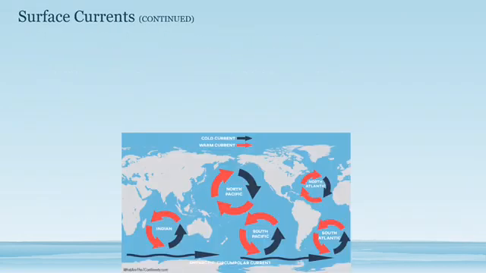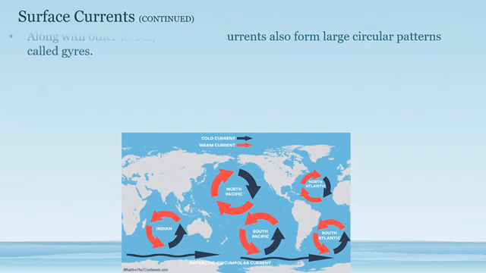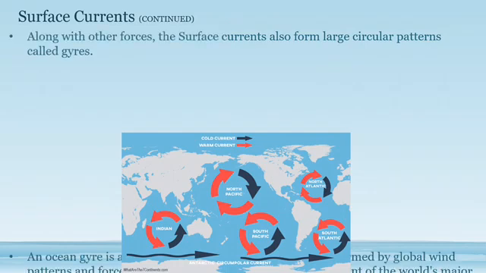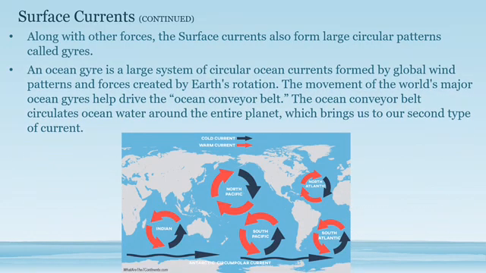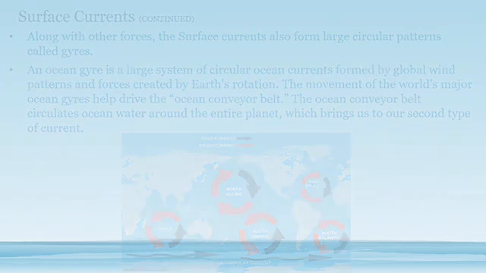Along with other forces, the surface currents also form large circular patterns called gyres. An ocean gyre is a large system of circular ocean patterns formed by global wind patterns and forces created by Earth's rotation. The movement of the world's major ocean gyres help drive the ocean conveyor belt. The ocean conveyor belt circulates ocean water around the entire planet, which brings us to our second type of current.